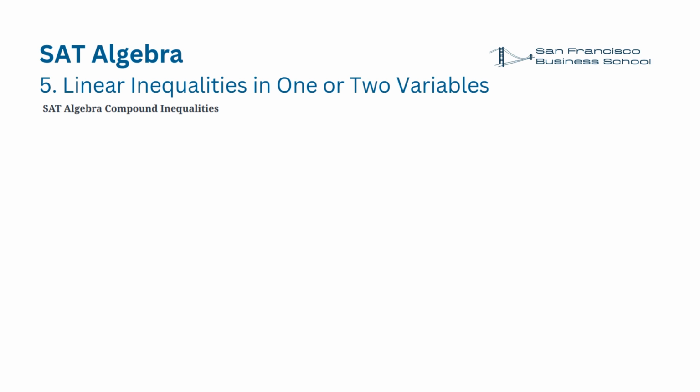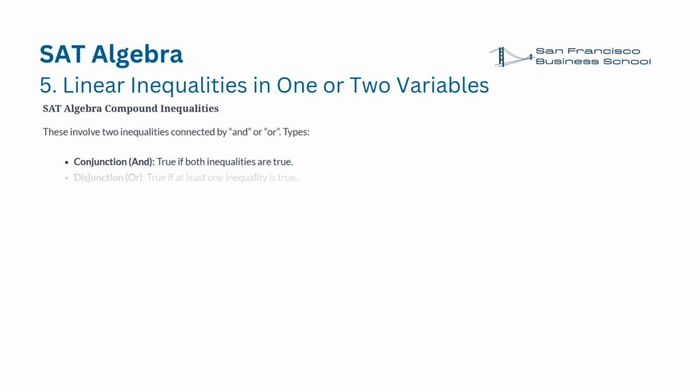Compound inequalities. These involve two inequalities connected by and or or. Types: conjunction, and, true if both inequalities are true. Disjunction, or, true if at least one inequality is true.